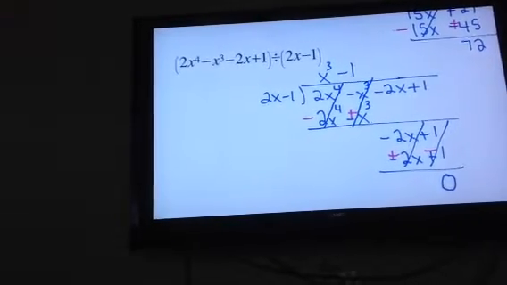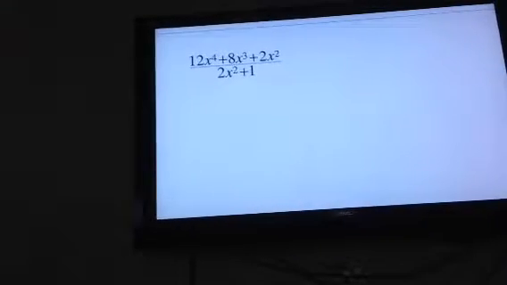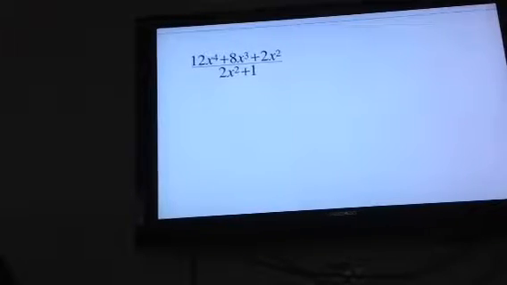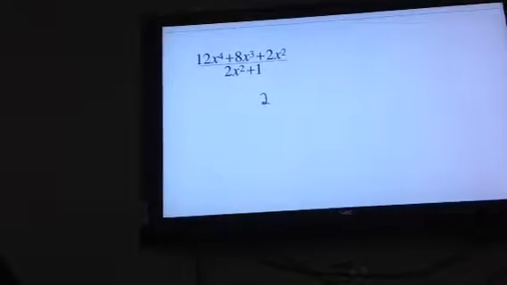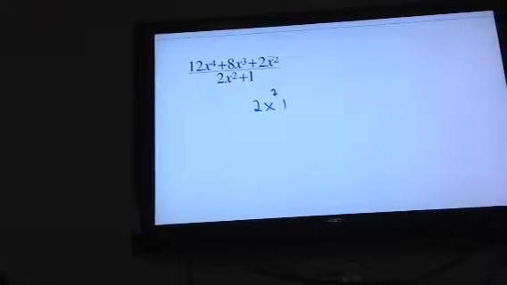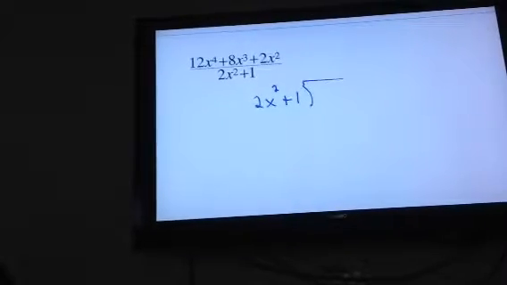Question on that one? Okay, this is a weirder one. This one we do some skipping on, so this is a little bit different, definitely.